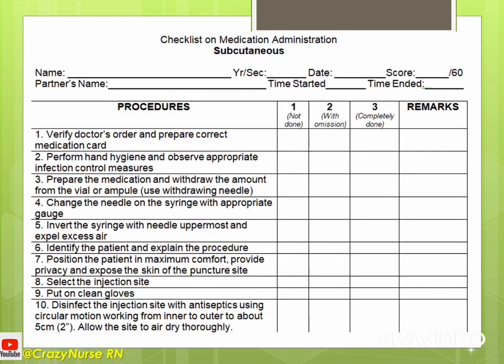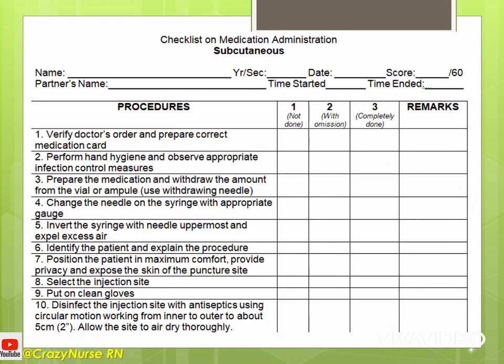Prepare the medication and withdraw the amount from the vial or ampule. Use withdrawing needle. Change the needle on the syringe with appropriate gauge. Invert the syringe with needle uppermost and expel excess air. Identify the patient and explain the procedure.